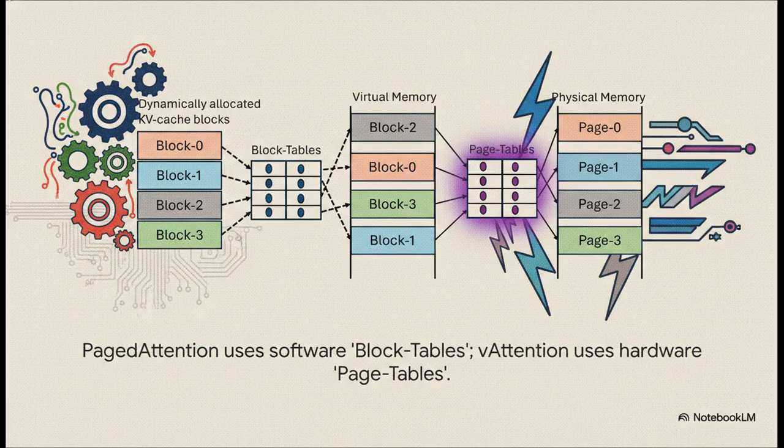And this visual really just says it all, doesn't it? On the left, you've got paged attention, which has to build its own map, the block tables, in software. And on the right, you have vAttention, which just hooks into the map that the GPU hardware already provides, the page tables. It's the classic work smarter, not harder approach. It offloads all that heavy lifting from the software to the hardware, which is almost always a huge win.